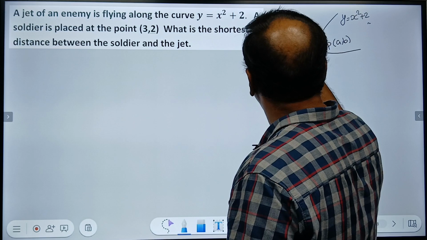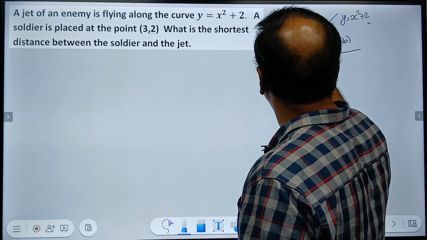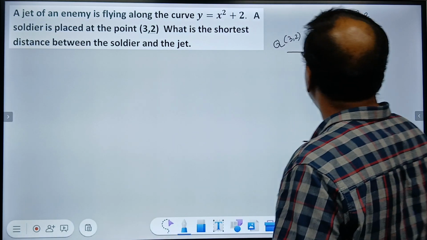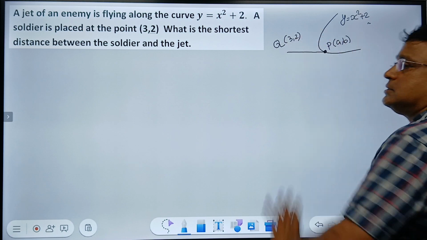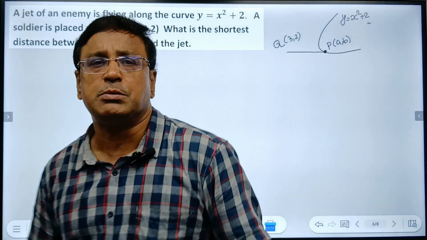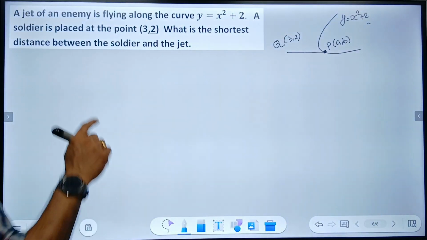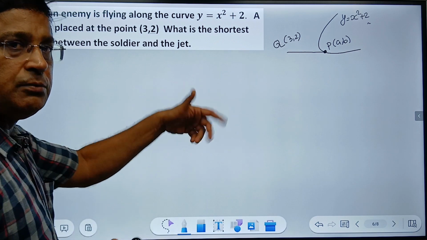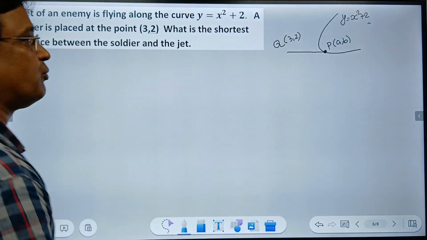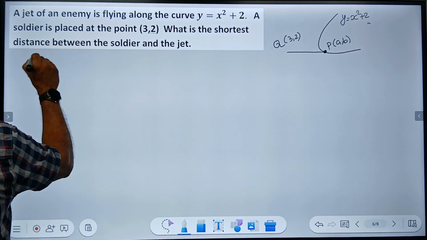So what is the position of the soldier? The position of the soldier is (3, 2). Once again, I have to minimize this distance. Just like the previous problem, this is not complicated. But because of that plus 2, your calculation becomes a little difficult because you may encounter a cubic equation. Let's see.